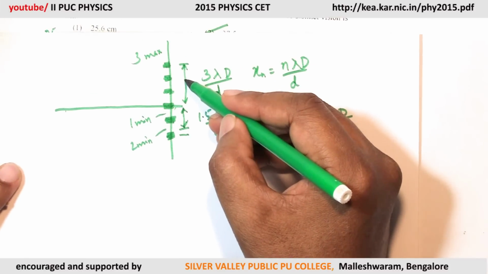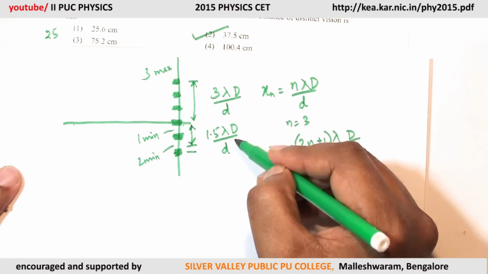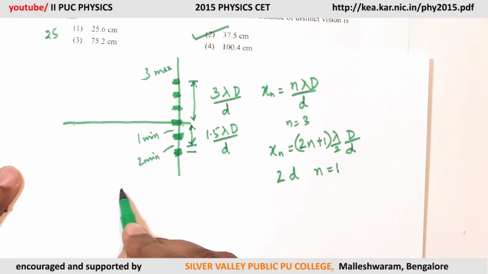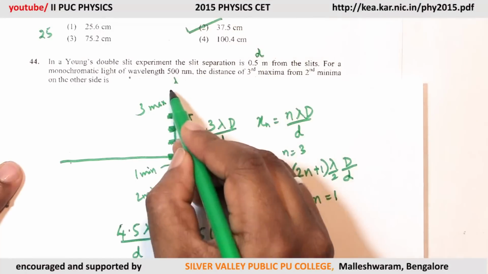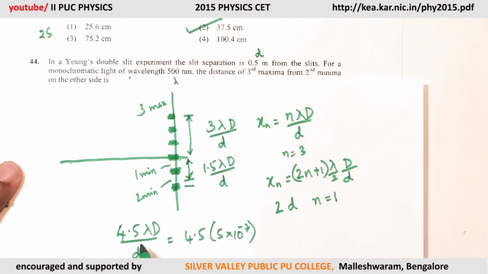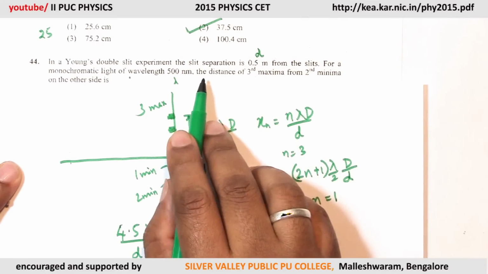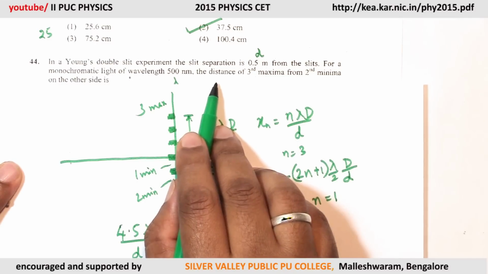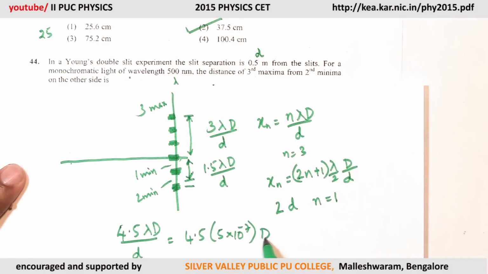So the distance between these two means the sum of these two. 4.5 lambda capital D by small d equals 4.5, 500 nanometer, 5 into 10 power minus 7. Capital D is not given.